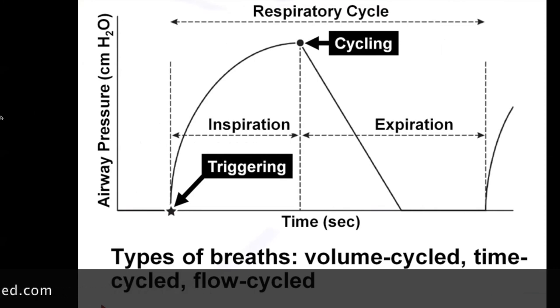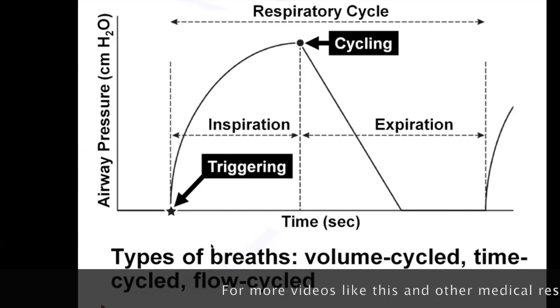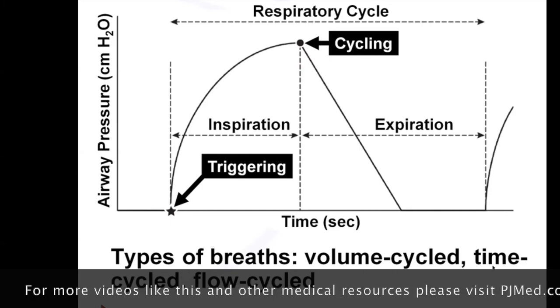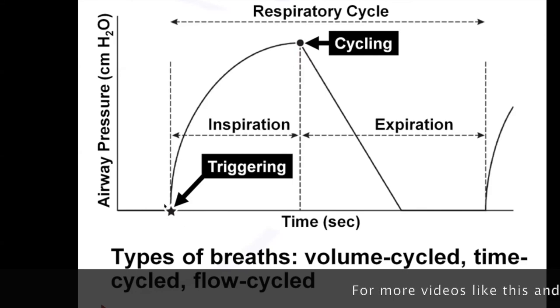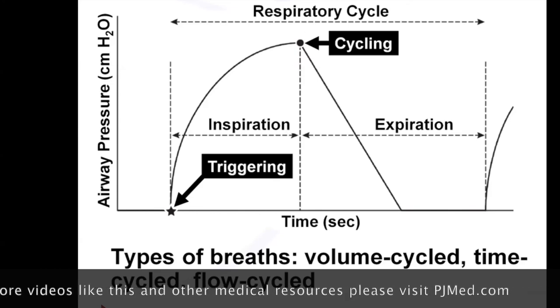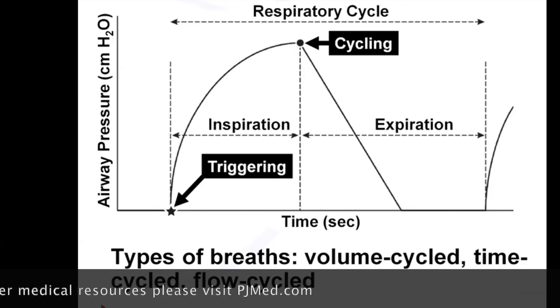So when you inspire, you wind up with this positive airway pressure. There's something that triggers this to happen. Usually it's the patient trying to take a breath, or if it's time cycled, you tell the ventilator, I want you to give a breath 12 times a minute, 20 times a minute. That ventilator will do exactly like you tell it to. Or you could set the ventilator up to say, I don't want you to give a breath until this patient wants to take a breath and they're trying to. Then we're going to support them with that breath. So triggering, lots of things can trigger. This is what defines the modes we're about to talk about.